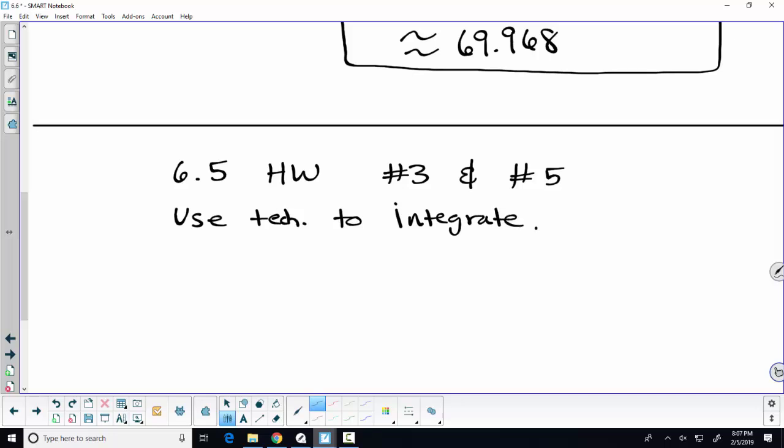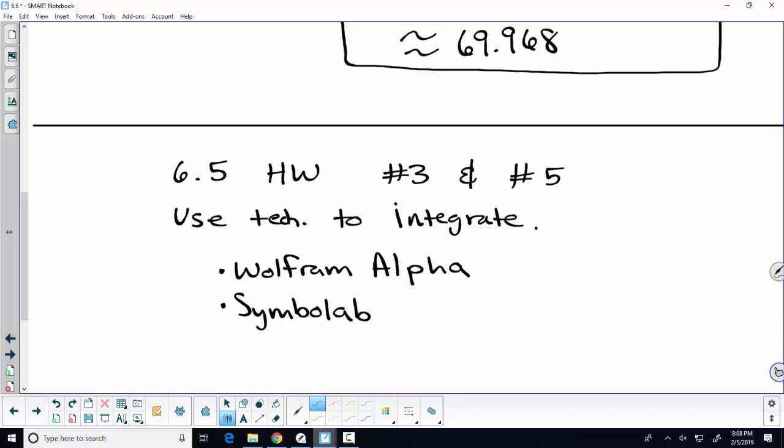Does anybody know of a good integration calculator online? Integral-calculator.com. Integral-calculator.com, yeah. Wolfram Alpha. Wolfram Alpha is fairly intuitive. Symbol Lab, does anybody use that? Okay, so I'll just write a couple. I've never used that one actually. I think it's that. I should check.